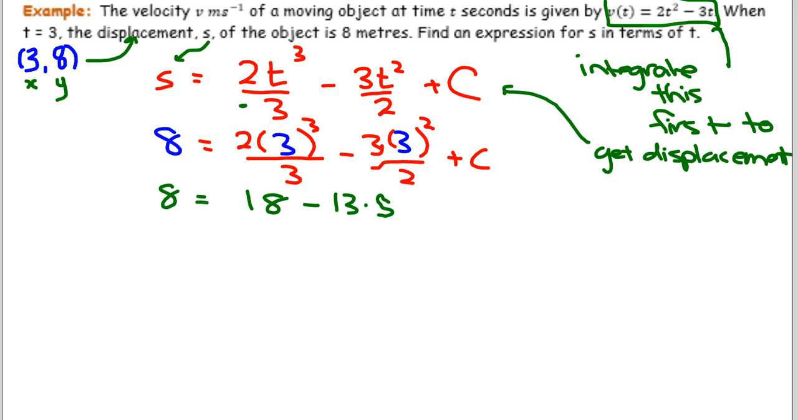Because we need to find C. You could have left it as a fraction if you want, but this is going to make it easier, plus C. So we're going to solve for C next. What's 18 divided by 4? 4.5.